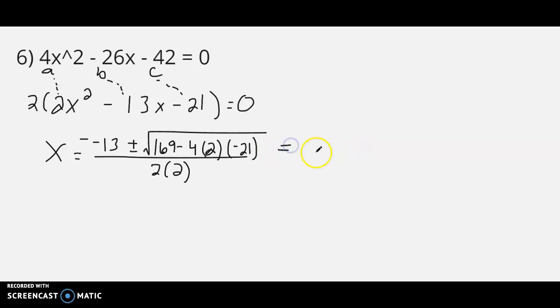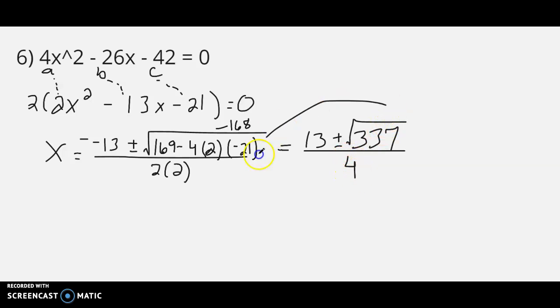Now let's simplify in the numerator. Negative negative 13 is positive 13. 169 minus 4 times 2 times negative 21. Well, 4 times 2 is 8, and 8 times 21 is 168. And we have a negative 168. If we take 169 minus negative 168, we get a 337 positive, which is not a perfect square. It does not break down any further. We have 2 times 2, which is 4, and that is our two answers.